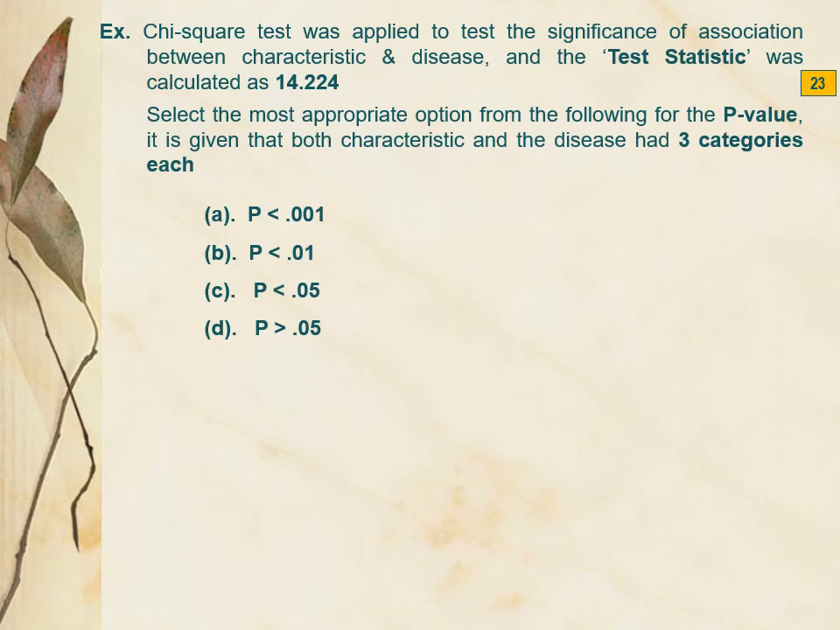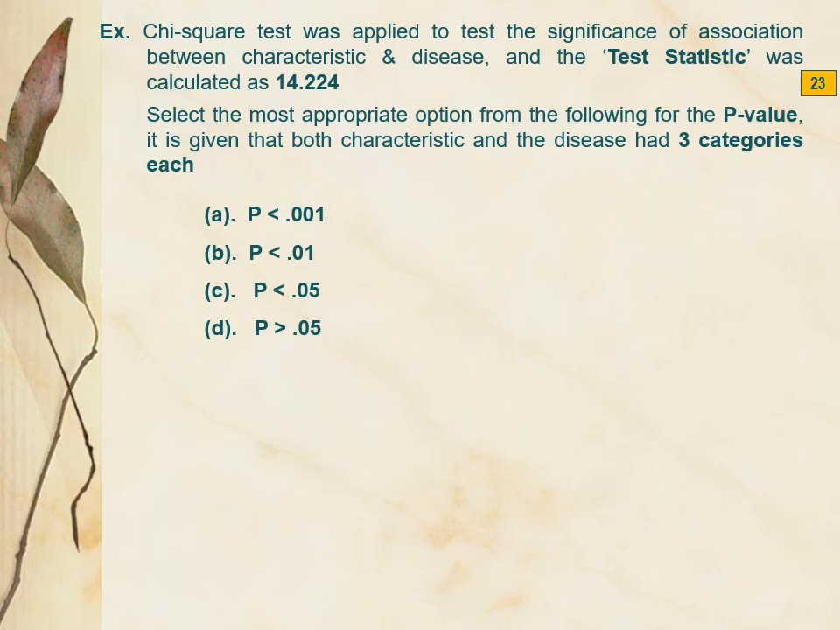Slide number 23. This MCQ is actually based on the use of the critical value table. That is, how to get the p-value when the test statistic and degrees of freedom are given to you. The question is, chi-square test was applied to test the significance of association between characteristic and disease, and the test statistic was calculated as 14.224. Test statistic is given to you. Now, in the second paragraph, select the most appropriate option from the following for the p-value.